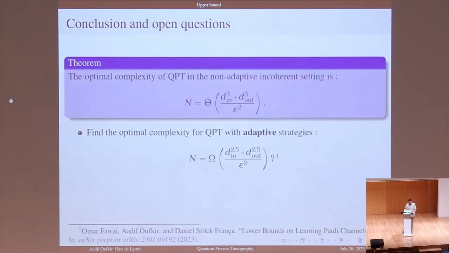The first one is to find the optimal complexity for the problem of quantum process tomography with adaptive strategies. We can use similar methods to an article by Omar, Daniel, and myself to show that n should be at least d_in to the power 2.5 times d_out to the power 2.5 over epsilon squared, but epsilon should be very small. We can boost this lower bound to d_in cubed times d_out cubed over epsilon squared if we limit the history of the algorithm.